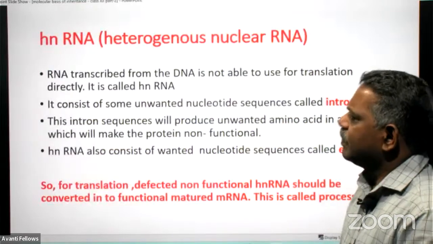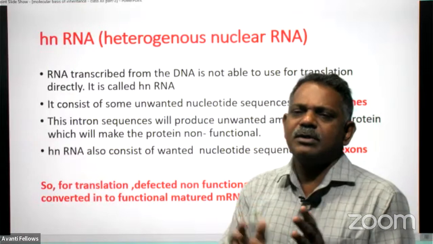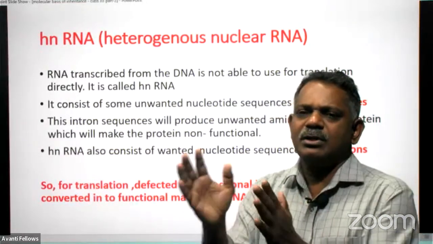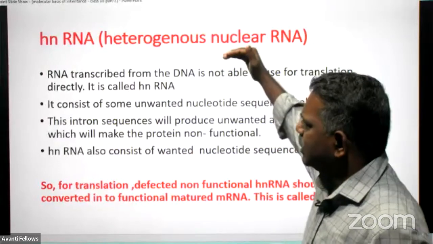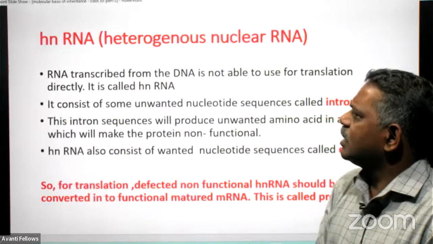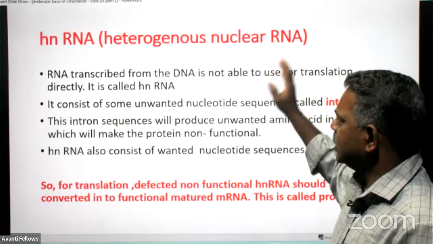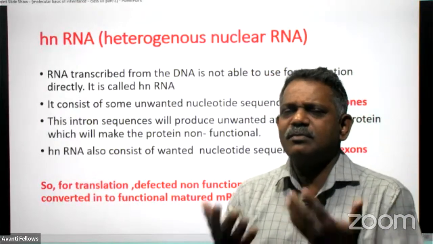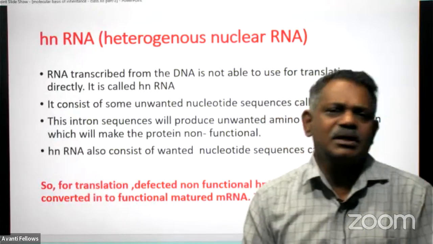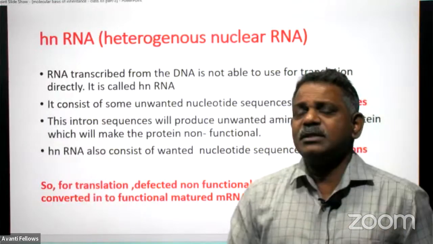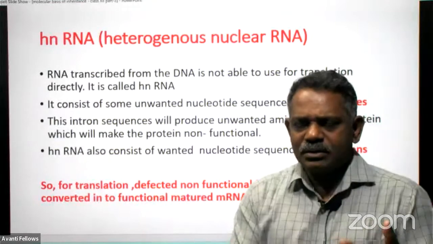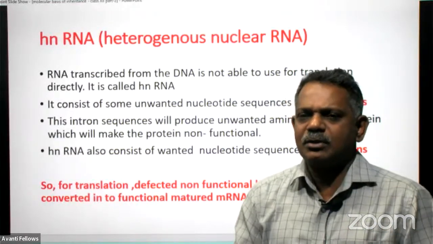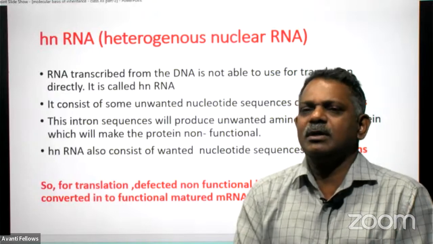Then the RNA produced from this DNA through initiation, elongation, and termination is called hnRNA, or heterogeneous nuclear RNA. Tell me where this process of transcription takes place in a cell. Of course, it is in the nucleus only, because DNA or the chromosome is present only in the nucleus. So naturally, this process takes place only in the nucleus.